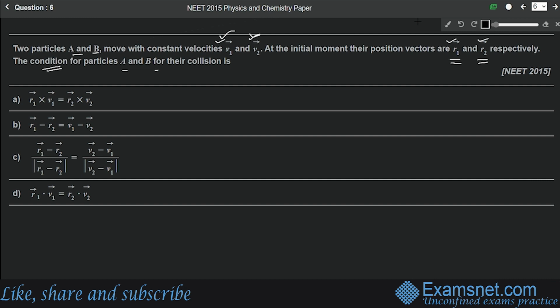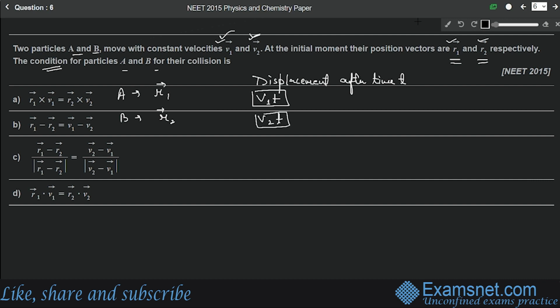Okay, collision will take place. So these two particles are moving. The initial position vector for A is vector r1 and for B it is vector r2. This is the initial position vector. Okay, the velocities are v1 and v2. So what will be the displacement after time t? For A it will be v1 into t. Okay, velocity into time is the displacement, and for B it will be v2 into t.